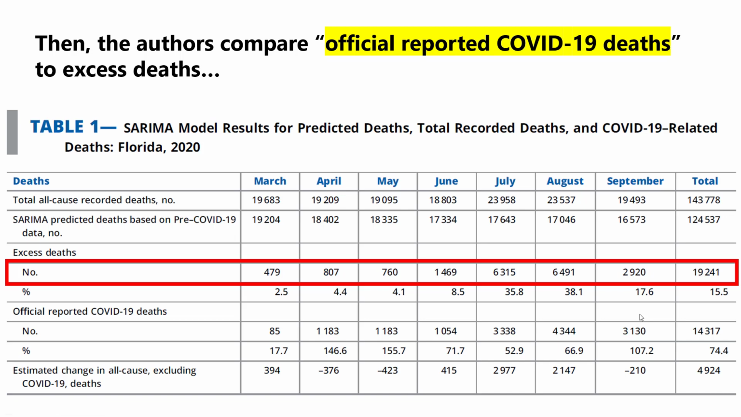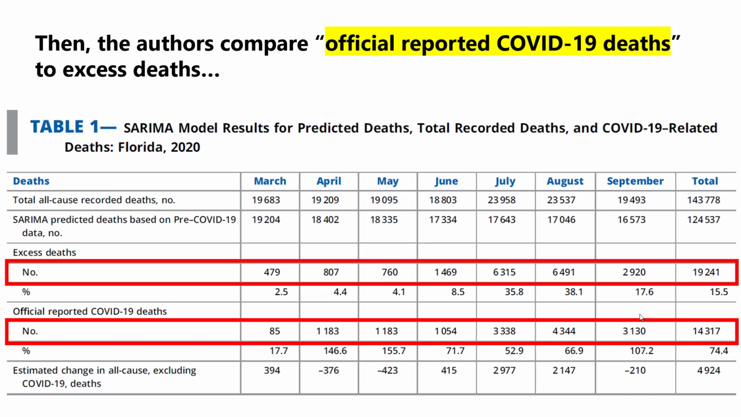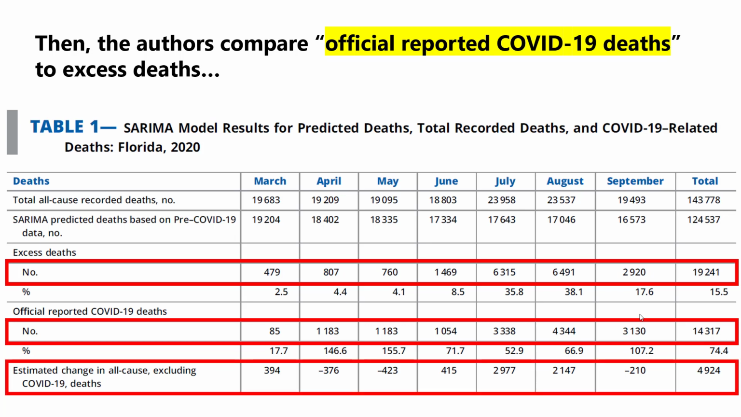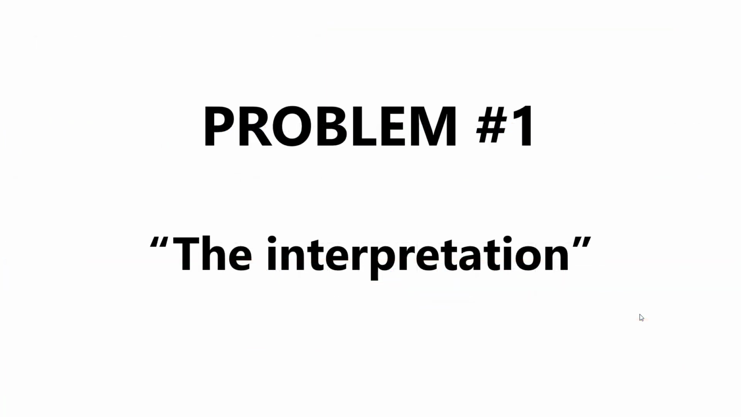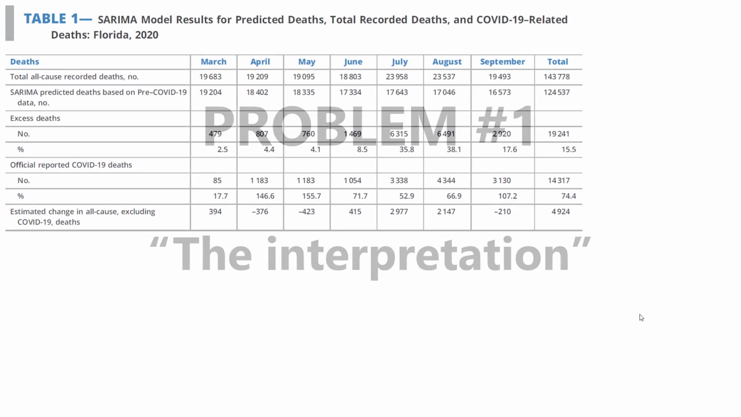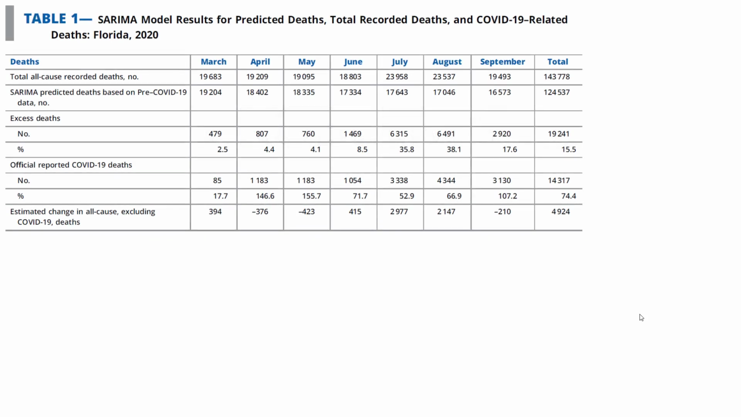So again, there's the excess deaths, right, above and beyond what we would have expected. Here's what they call the official reported COVID-19 deaths from Florida, and here's the difference between the two. So problem number 1 with this study is the interpretation of what we're seeing. So what do I mean by that? Again, here's that table.